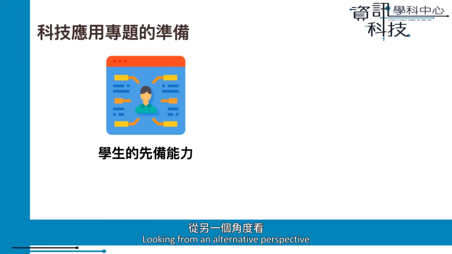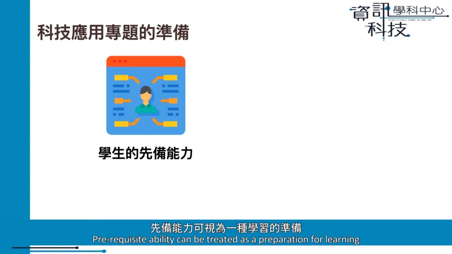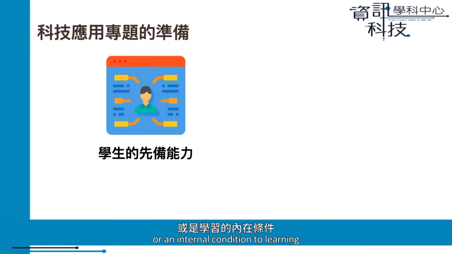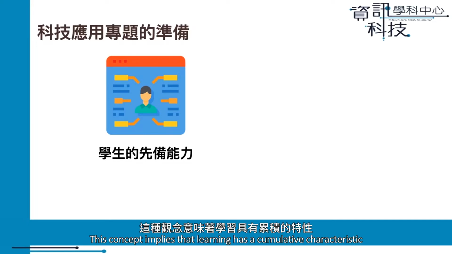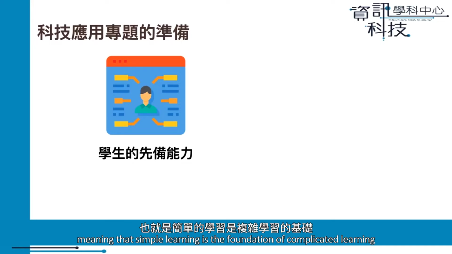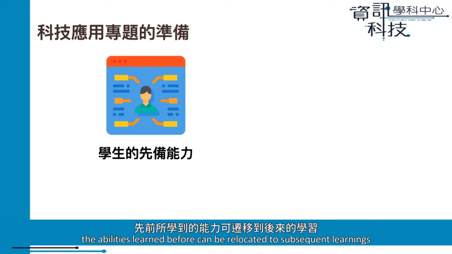Looking from an alternative perspective, prerequisite ability can be treated as a preparation for learning or an internal condition to learning. This concept implies that learning has a cumulative characteristic, meaning that simple learning is the foundation of complicated learning. The abilities learned before can be relocated to subsequent learnings.